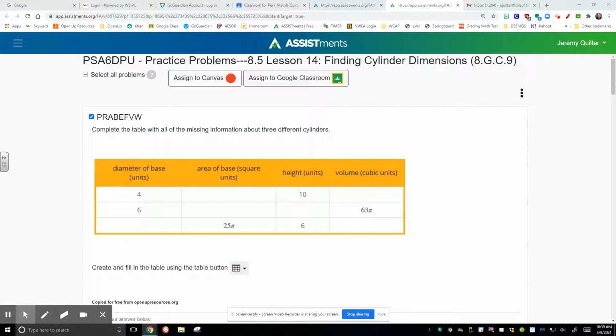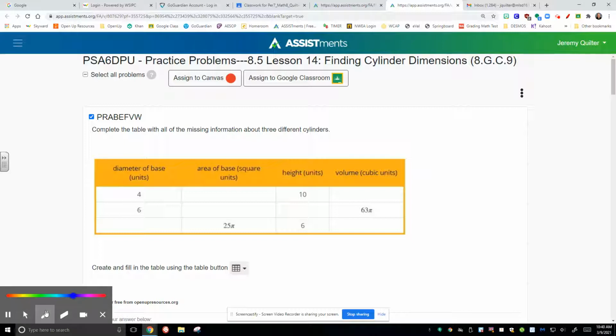What I would really prefer that you did is this: create and fill out the table using the table button. Click that table right there. Looks like it's not going to work while I'm recording, but what'll happen is it'll open up a new table for you to fill out and copy this one here. Likewise, you could just take a copy of this, screen capture, and then fill it in.